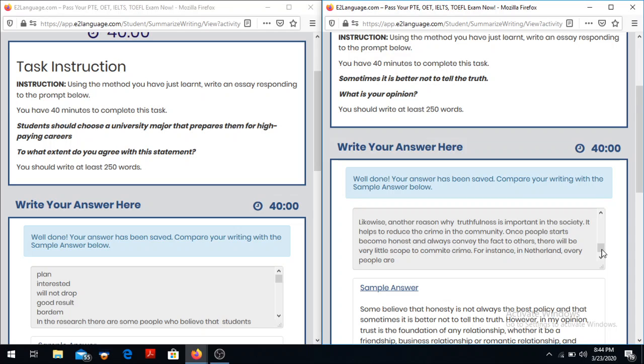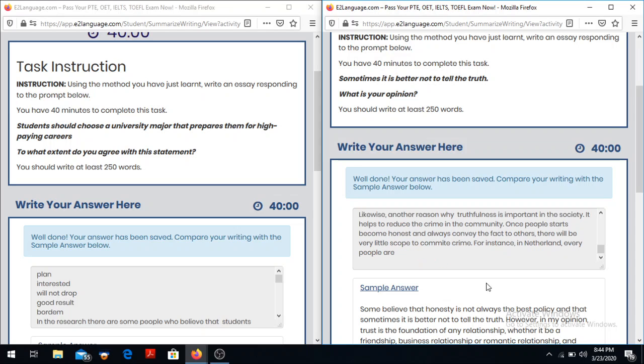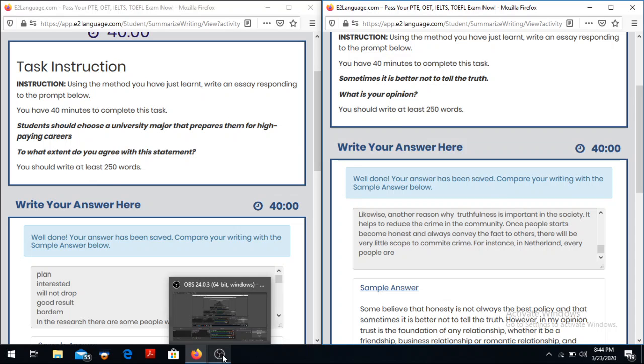So we can write this. It is proven by that; we can say as a result, or as a consequence, it is obvious that truth can eliminate crime from society. And then subsequently we can write the conclusion. So that's the comparison between these two topics, between agree or disagree and the opinion. It is almost the same.